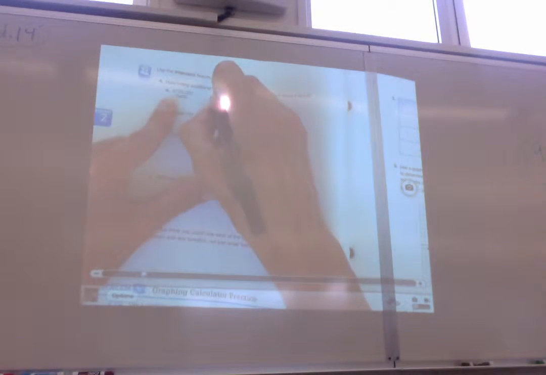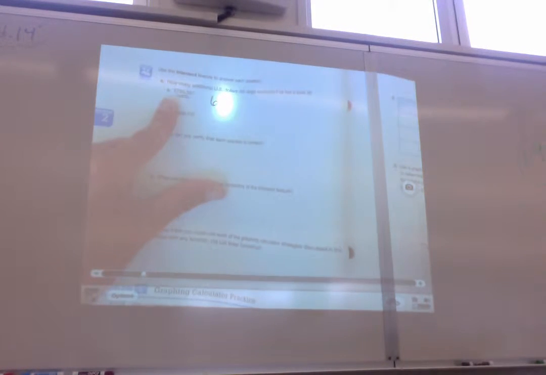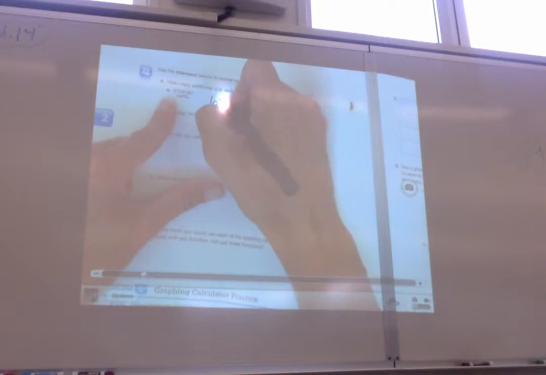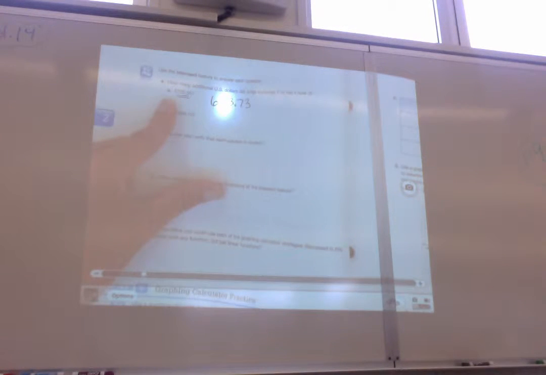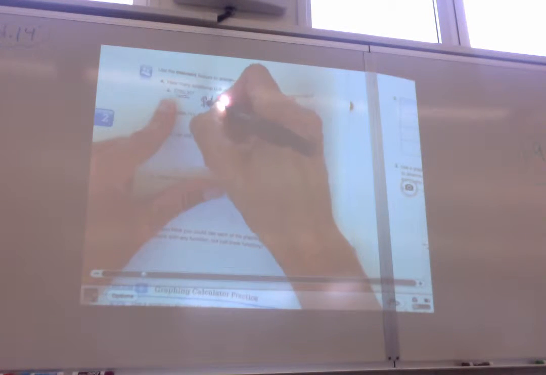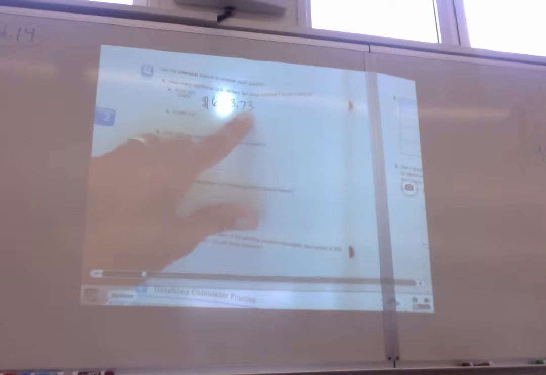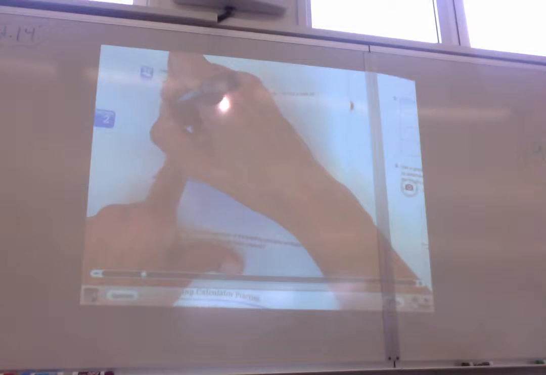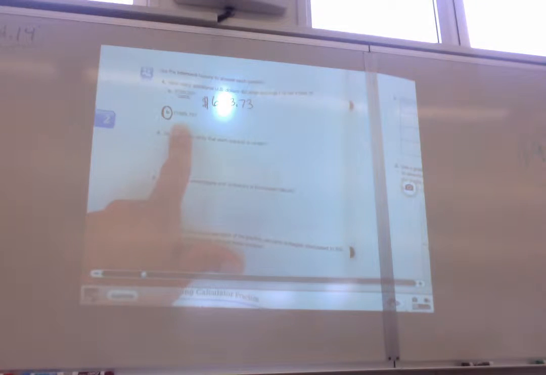So we had 683.73. Again, it's dollars, so I'm going to put a dollar symbol, and I stopped the decimal after 2 digits. We're going to do the same thing that we just did with the intersect feature with this amount of pounds.